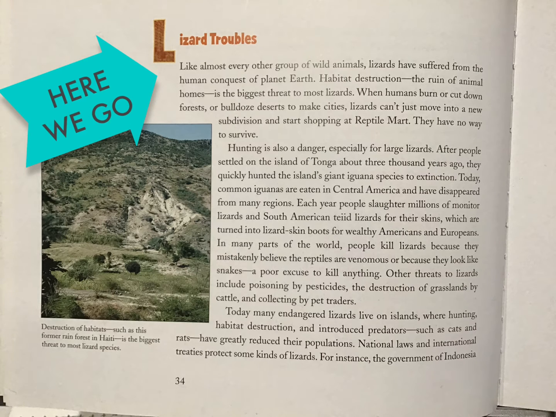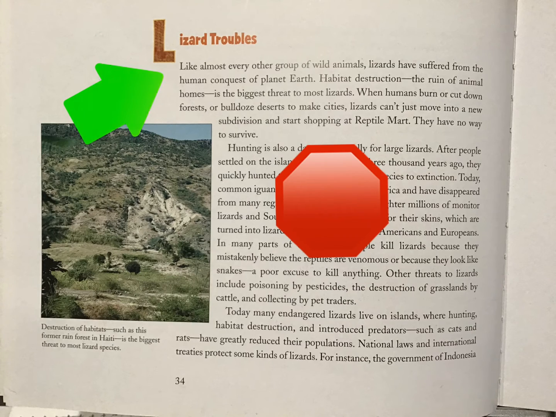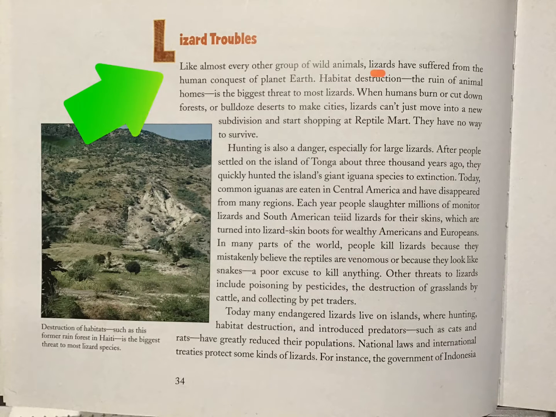Let's get started. Lizard troubles. Like almost every other group of wild animals, lizards have suffered from the human conquest of planet Earth. Habitat destruction, the ruin of animal homes, is the biggest threat to most lizards. Right away, we're introduced to a problem. Let's stop here and chat about it.